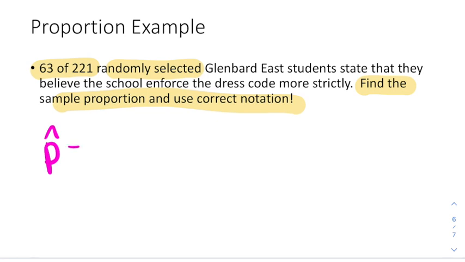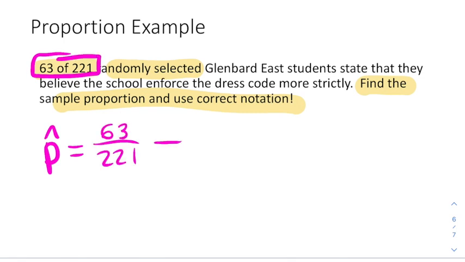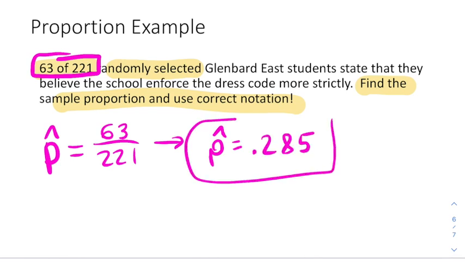And there's nothing fancy we have to do here because it's just a percentage. We're just going to take that 63 and divide it by 221, which my calculator tells me is 0.285. So approximately 29% of students believe that this dress code should be enforced more strictly. And that would be our final answer.